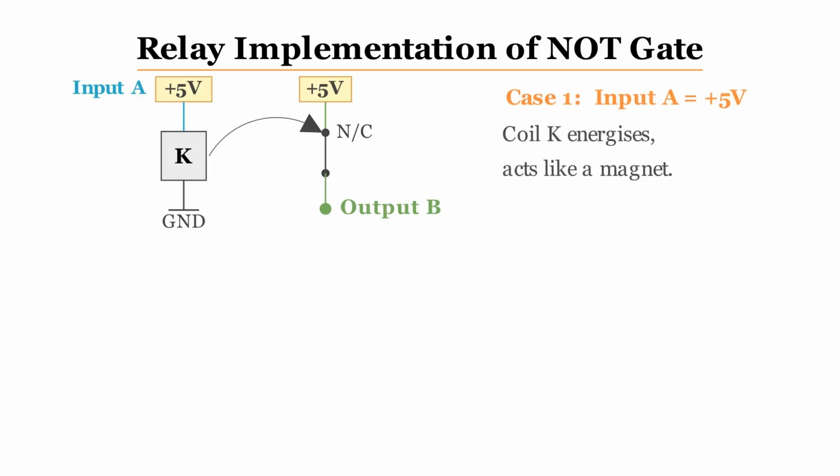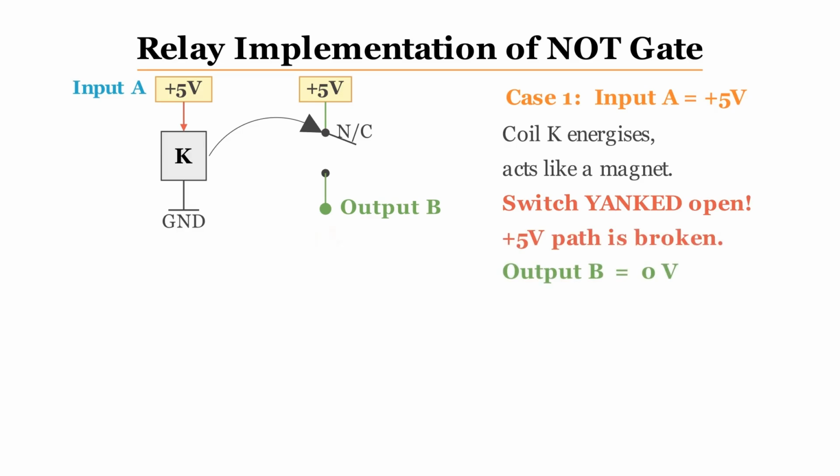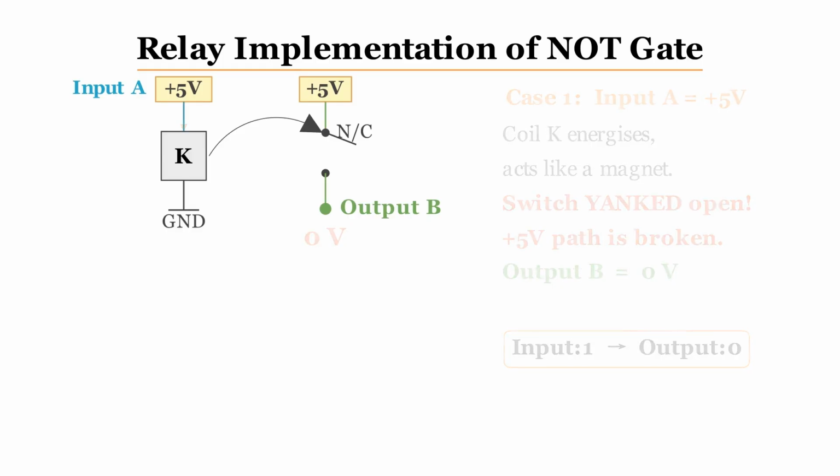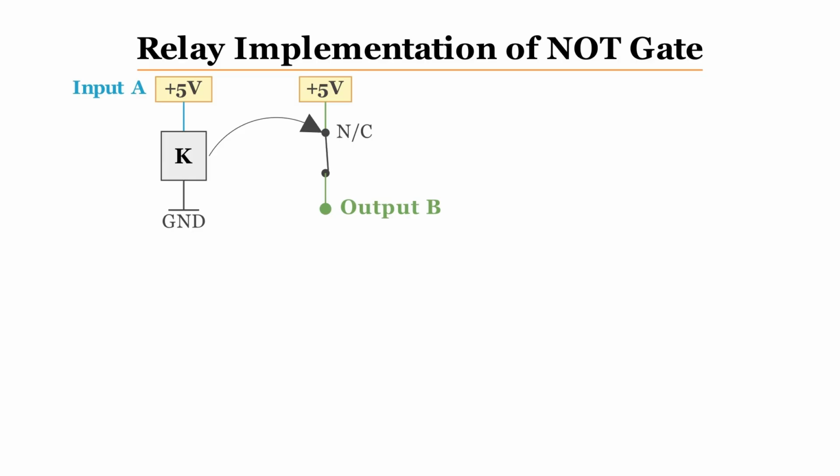Case 1. Let's apply plus 5 volts to our input A. When we do this, electricity flows through the relay coil. The coil energizes, acting like a magnet. This magnetic pull violently yanks the switch open. The connection to the plus 5 volt supply is broken. With no voltage reaching the output, output B drops instantly to 0 volts. We put a 1 in and we got a 0 out.